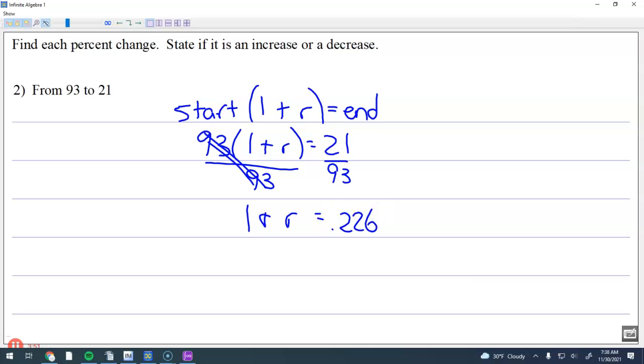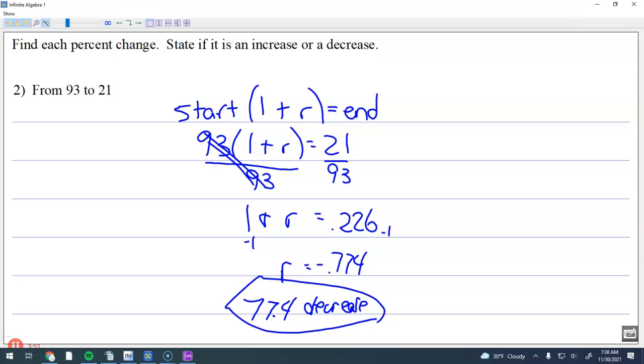0.226. If you're off because you rounded, I'm not that worried about that. And then subtract 1 from both sides. So what's that? 0.774. Negative 0.774. So what I would want you to say is that's a 77.4% decrease. The decrease is because it's negative, and it's 77.4% because we moved that decimal over 2 spots. You good? Question on that?